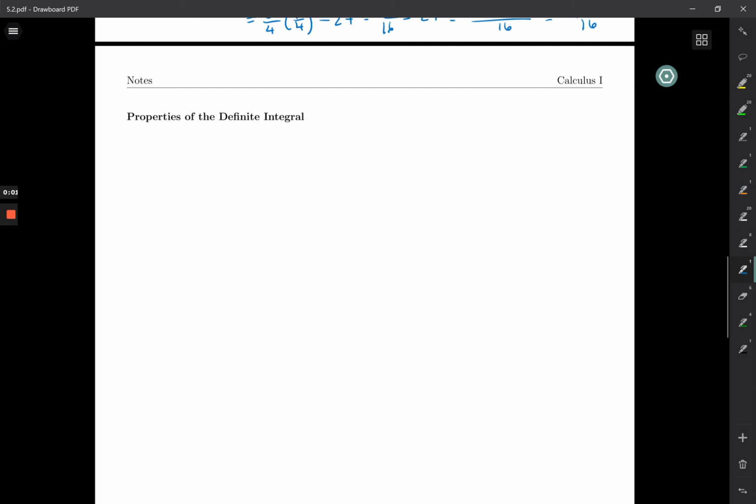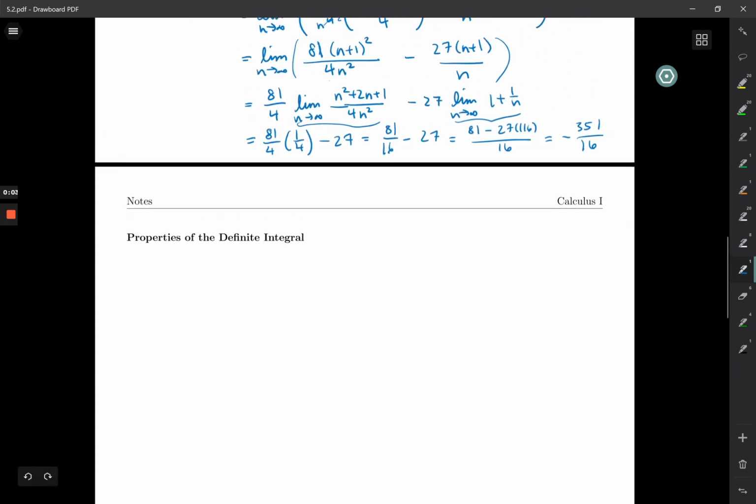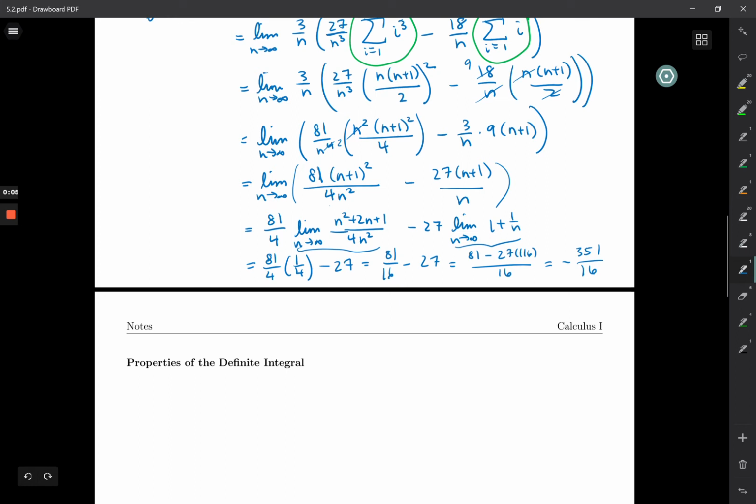Okay, so before I talk about the properties of the definite integral, I realized that I made a mistake in this last portion of this problem. So right here, when I pulled the 81 over 4 out of this limit, I left another copy of the 4 in there. That should not be there. So I'm going to go ahead and fix this.